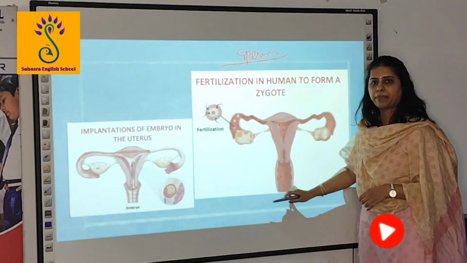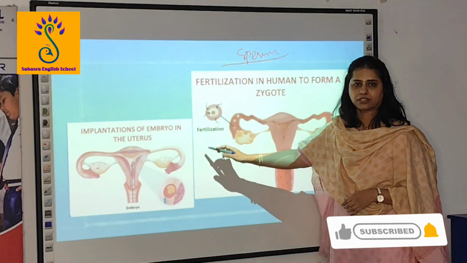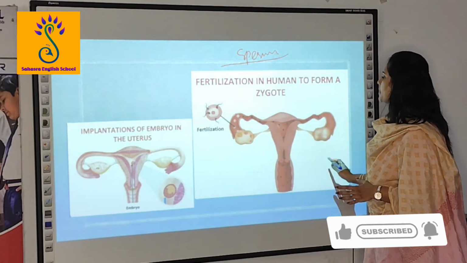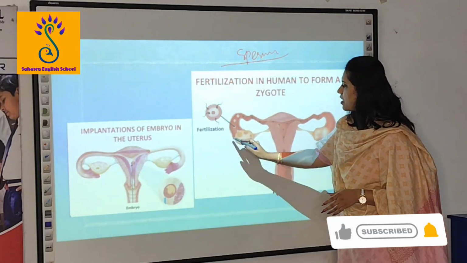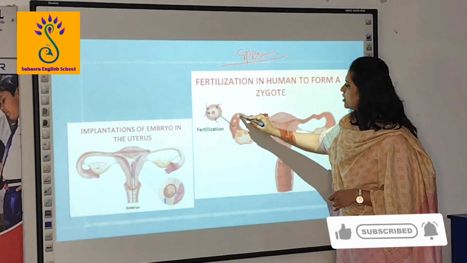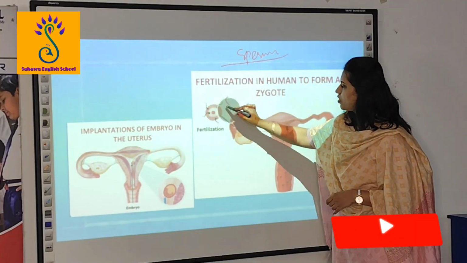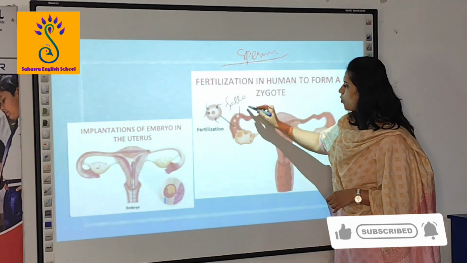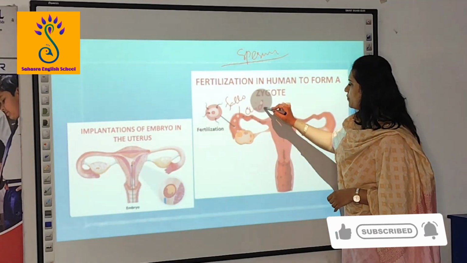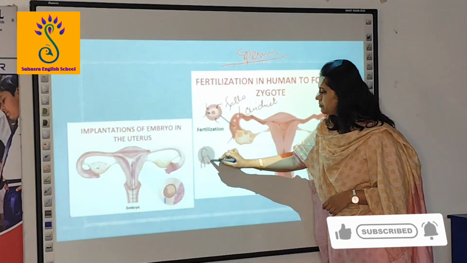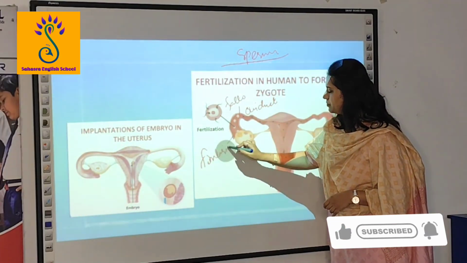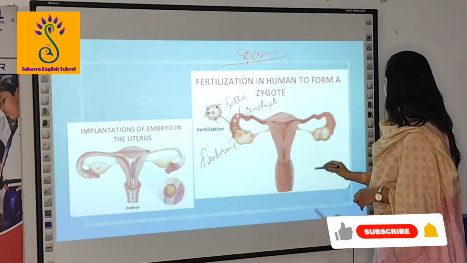these are the different parts of the female reproductive organ. This is the uterus, this is the ovary, this is the tube. These are called fallopian tubes or oviducts. Oviduct or fallopian tubes, both are the same. These are called fimbriae. Okay, this is the ovary.